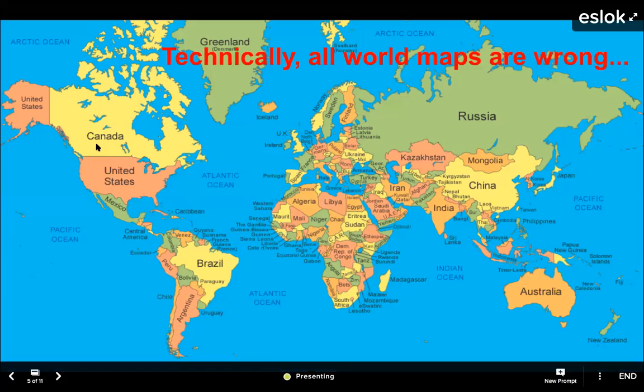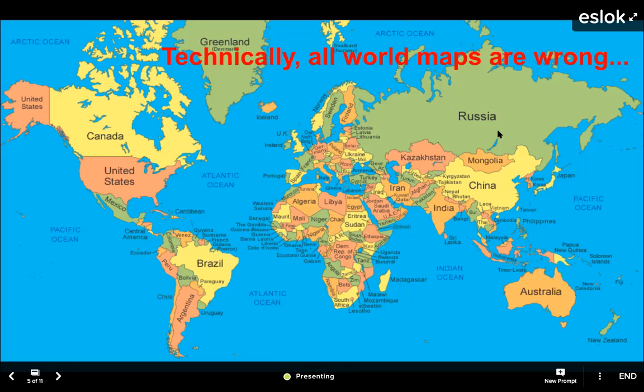Like Canada is really not that huge, right? Same thing with Alaska. Greenland, right? Greenland is supposed to be like a fifth of what Africa is, and right here they look like they're just the same size. Russia's also not that massive.